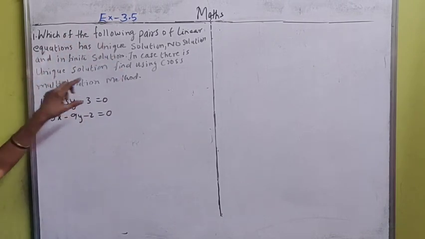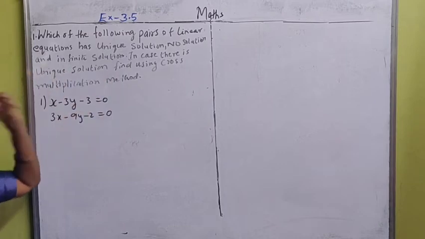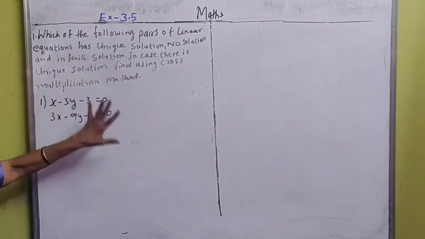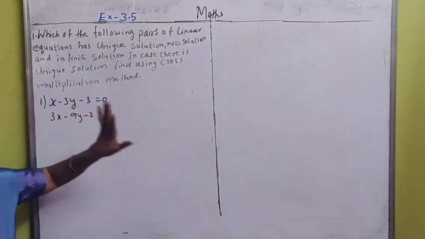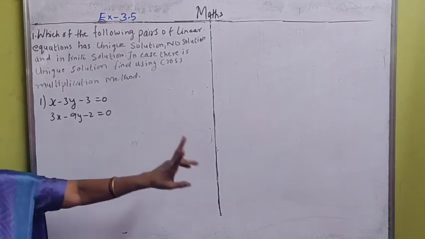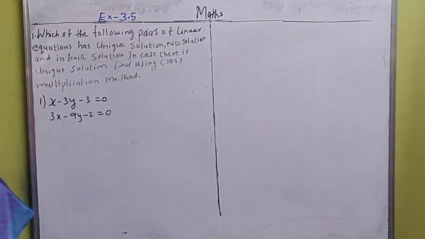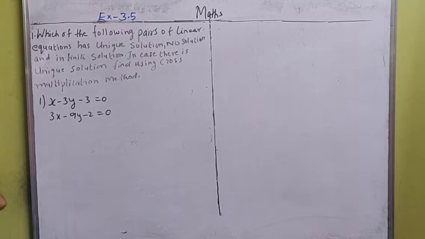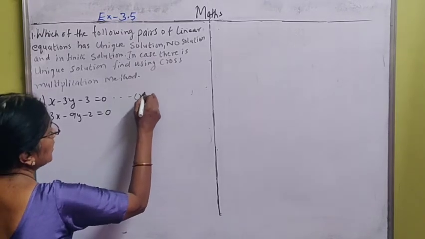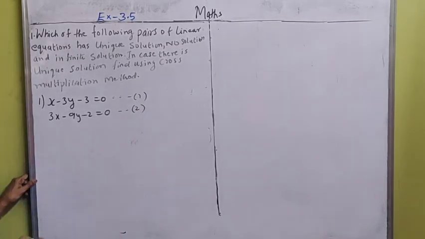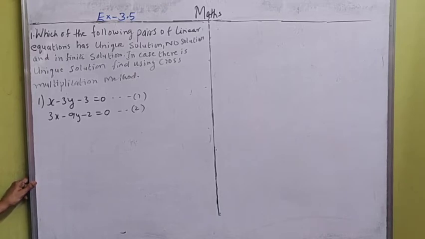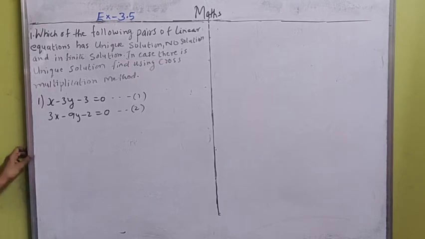He tells you to find out which of these three cases the equations have. And it is told that only if there is a unique solution do you have to find it by cross multiplication. For no solution and infinite solution, there is no need to find the answer. So let us see now. x minus 3y minus 3 is equal to 0 is your first equation. 3x minus 9y minus 2 is equal to 0 is your second equation. We have to find out whether it is a unique solution, no solution or infinite solution.